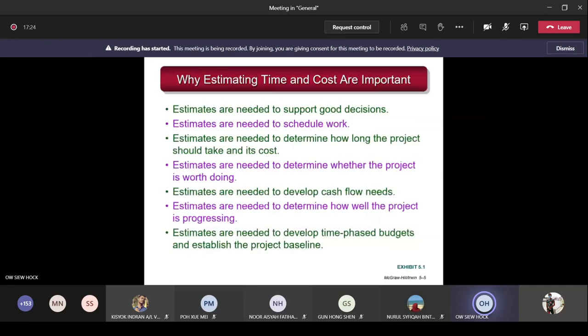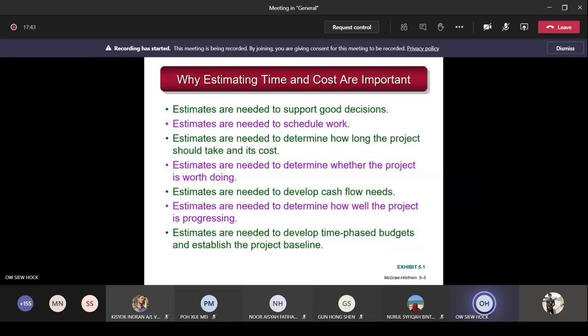So why are estimating time and cost important? Estimates are needed to support good decisions. Based on the value, you know whether you are going to do the project or not. If this is worth doing or not, it helps you make the decision to proceed or not to proceed, with the amount that you know.